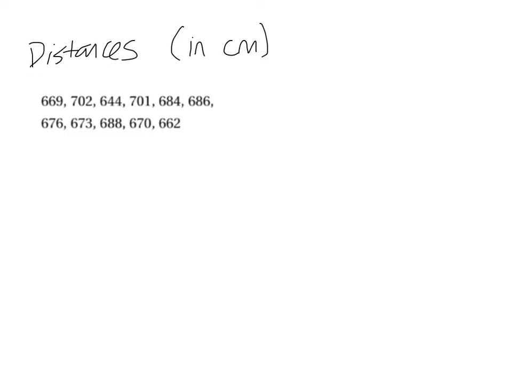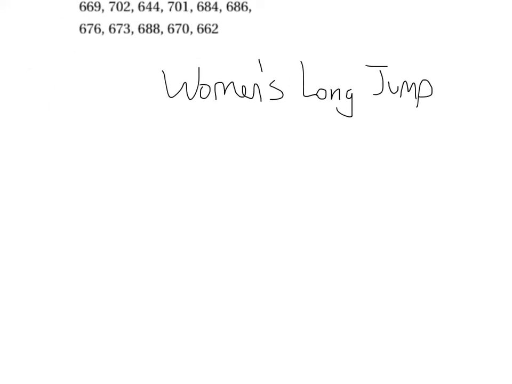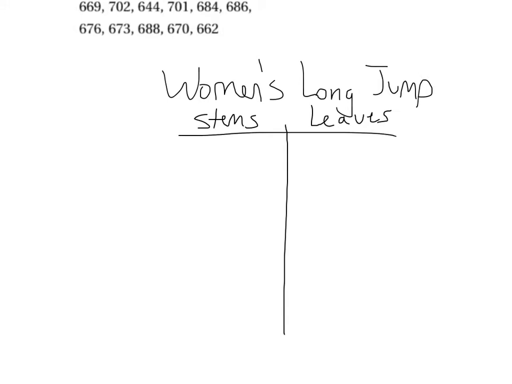So the first thing we're going to do is title it. This was from a women's long jump competition, so let's just call it women's long jump. Now what we're going to do is go ahead and draw our line. It's going to split right down the middle. Over here we're going to have our stems, and then over here we're going to have our leaves. All right, so our stems. What is our stem going to be?